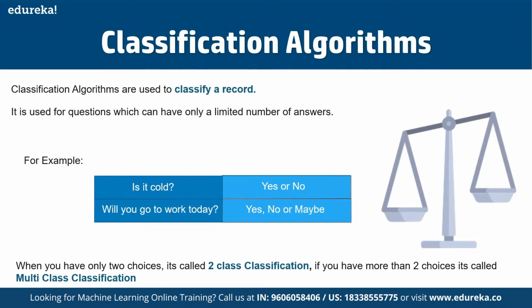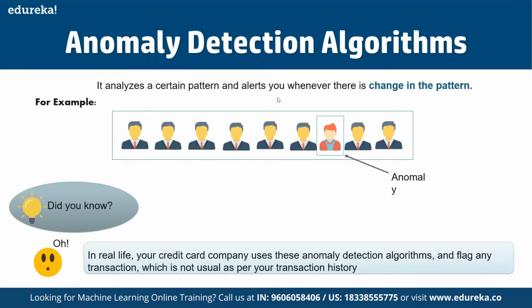Basically, when we have only two choices, it is called two-class classification. If we have more than two choices, it is going to be a multi-class classification algorithm. For example, let's say we are going to analyze a certain pattern and alert whenever there is a change in the pattern. Say we have the given images, and out of these we have to find the odd one out. So this one is going to be a complete anomaly. In real life, your credit card company uses these anomaly detection algorithms and flags any transaction which is not usual as a part of the transaction history.